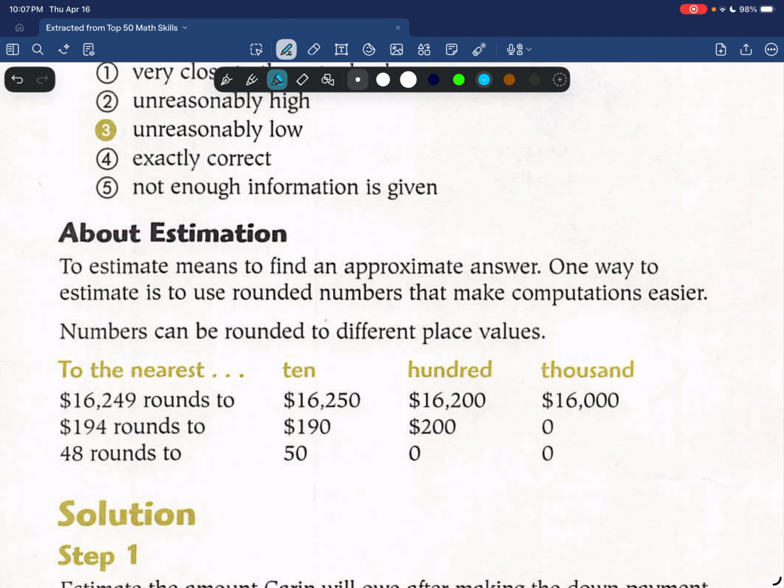194 rounds to $190 if you're looking at the tens place, and $200 if you're looking at the hundreds place, and 0 for thousands because it's not that big. You can't round up to 1,000 from a number that is just around 200. It would round to 0 instead of 1,000. And then 48 rounds to 50, but it would not round to 100 or to 1,000. It's just not big enough to do that.